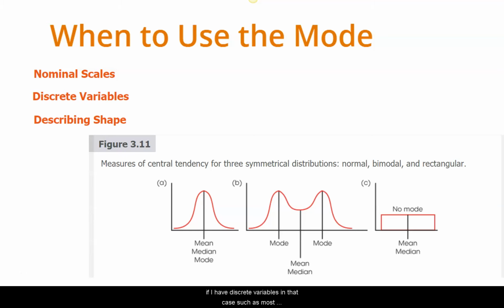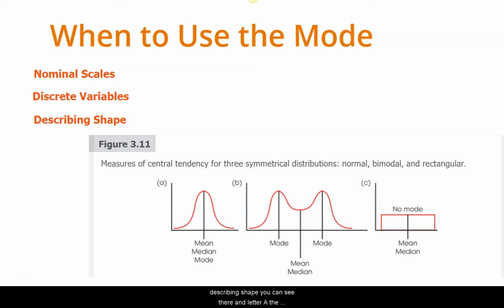If I have discrete variables, in that case, such as most frequently occurring personality type, the only thing that I can report is the mode. So in that graph that we saw before, the mode, of course, was type C, I think it was, personality type. And then I can also use it when describing shape.